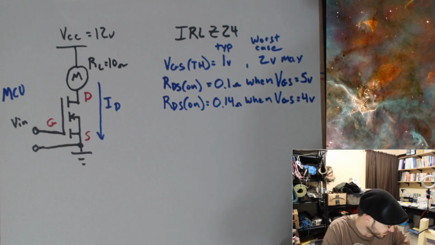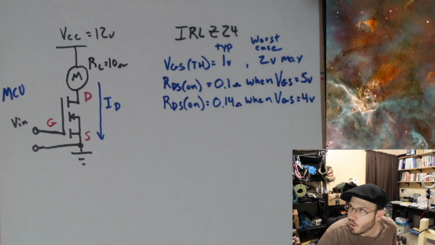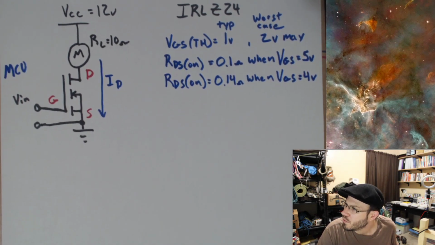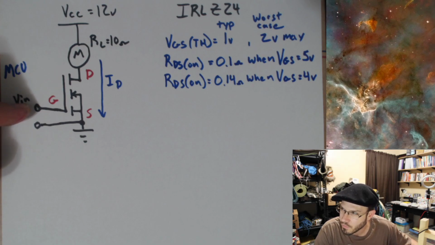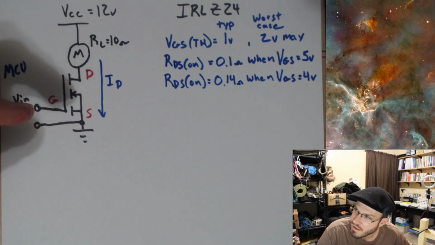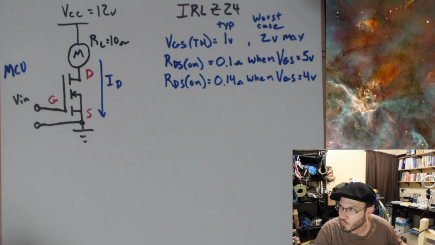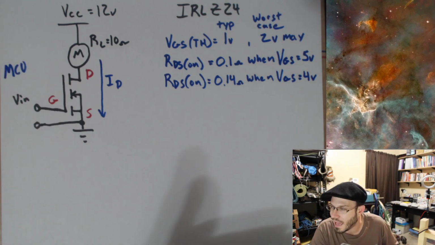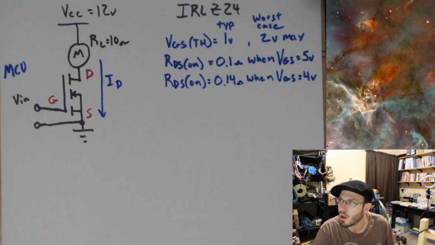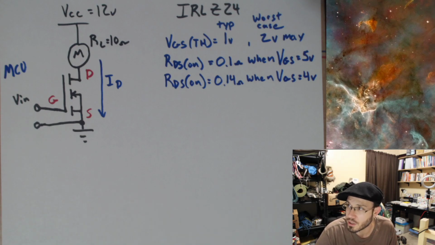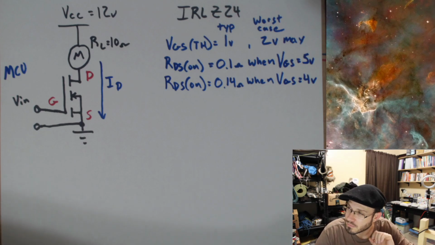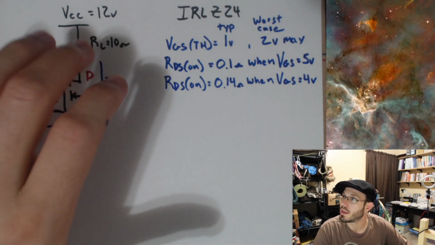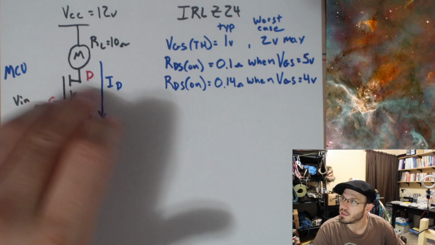Okay, so now we do have to analyze this twice because we have two different conditions when our microcontroller is driving this at 0 volts and when it's driving it at 5 volts, depending on whether we wrote a 1 to that pin of the microcontroller or if we wrote a 0 to the pin of the microcontroller. So let's just say we want our microcontroller to control this motor using this MOSFET.